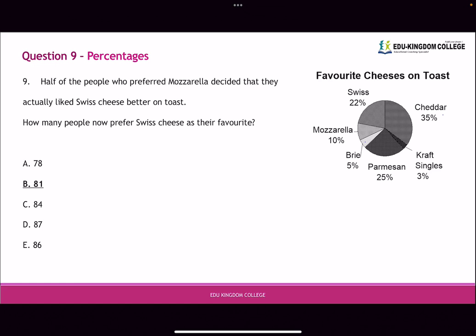Now, half of the people that preferred mozzarella changed to Swiss cheese. So that's 5% added onto the Swiss, and that's 27% now. So 27% times 300 is 300 times 0.27, or 3 times 27, and that is equal to 81.